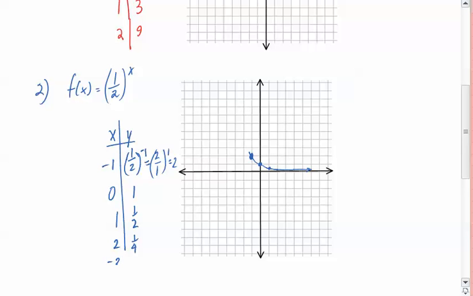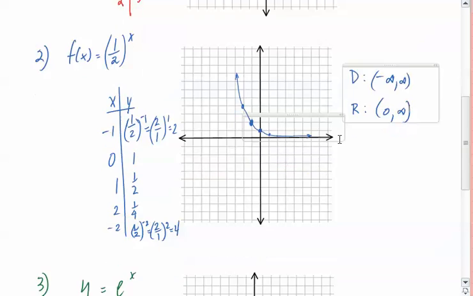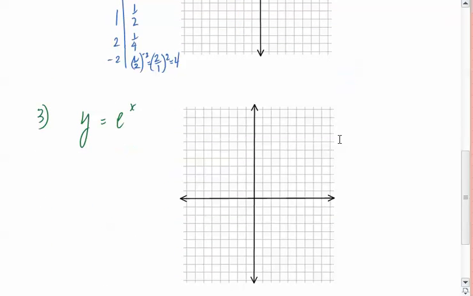And let's just for kicks go ahead and put in a -2. 1/2 to the -2 power is going to be a 2 over 1, but then squared, which is going to be a 4. So I put in -2, I'm going to go up 4. So there's how that curve is going to continue. And there it is right there. Let's take a look at domain and range. We see that it's going to be all real numbers, the domain, and then the range is going to be again from 0 to infinity. Okay, I think just one more.